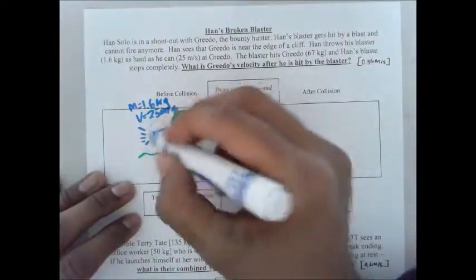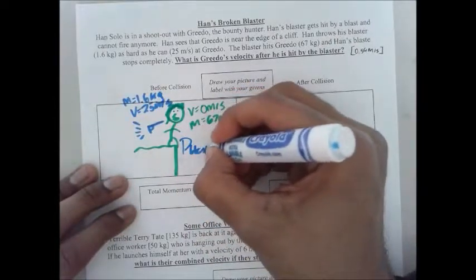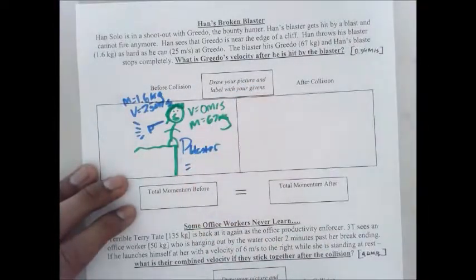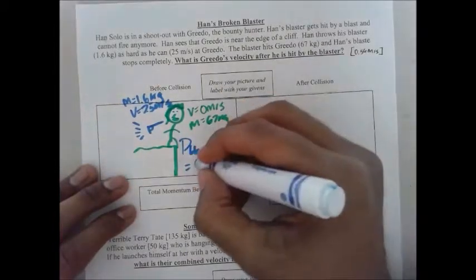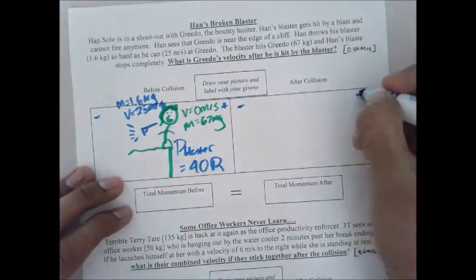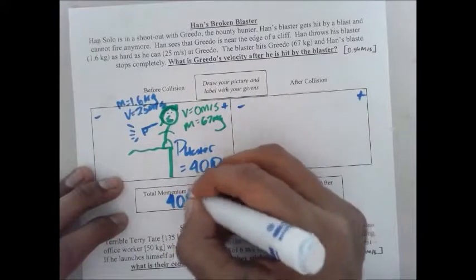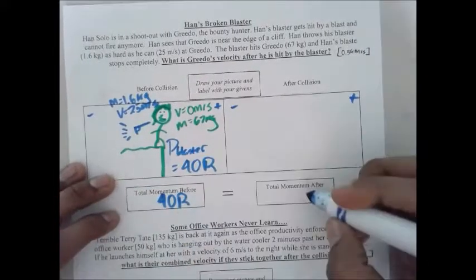The blaster is the only thing that's moving in the beginning, so the total momentum is based off of the momentum of the blaster. So P blaster is equal to its mass times its velocity, 1.6 times 2.5, so that's 4.0 roys, and we'll say positive, negative, negative, positive as we do. So we know that the only thing that's moving in the beginning is the blaster and has a momentum of 4.0 roys. So the total momentum before is 4.0 roys.